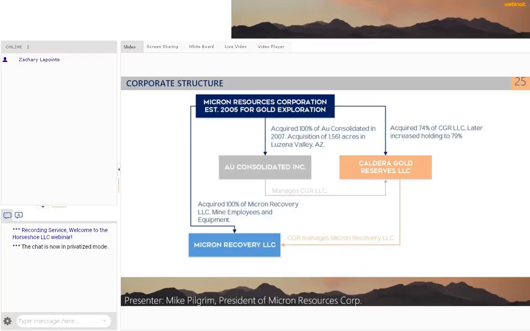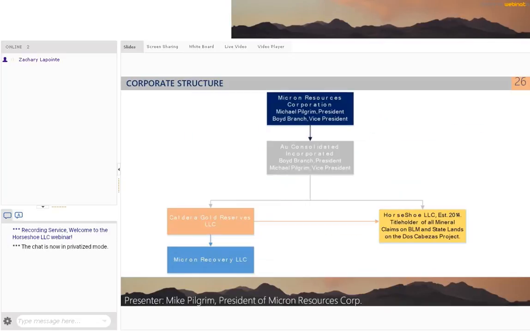We then established Caldera Gold Reserves LLC, which was attracted to raise some additional capital back in the 2009-10 timeframe, which got us off to a good start regarding exploration. Micron Resources owns 74% of Caldera Gold Reserves, and eventually will increase its holdings to 79% once Caldera Gold Reserves investors get their money back.